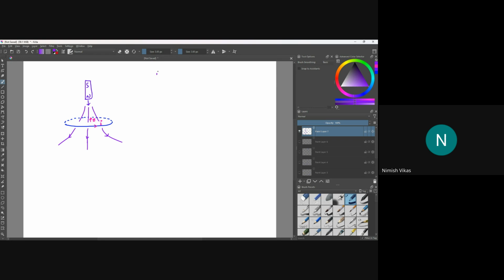Now here tell me, how is the force acting on the magnet? Is this induced current applying any force on the magnet? Tell me. Conservation of energy guys, tell me. Is this going to apply any force on the magnet? What do you think?